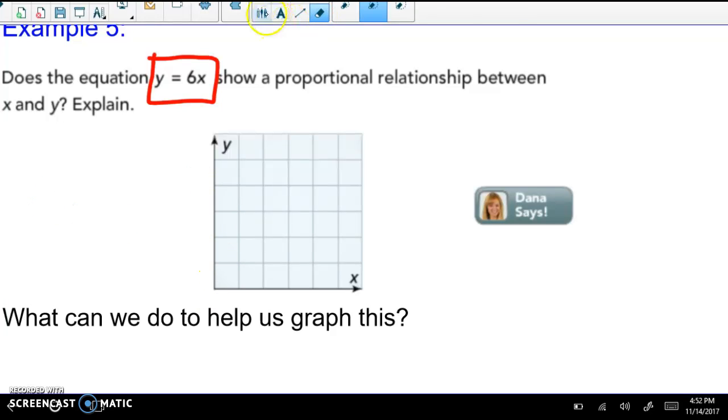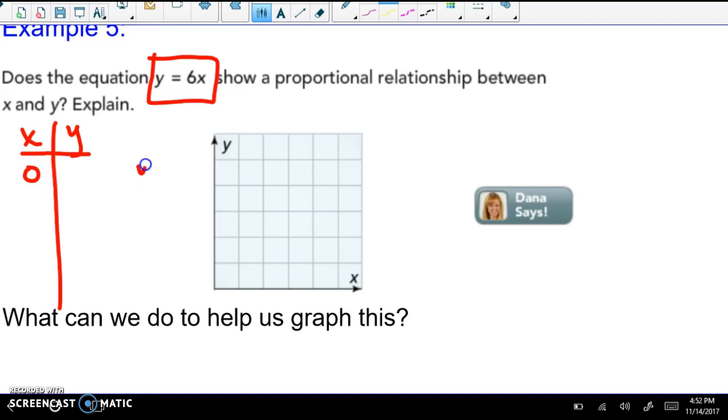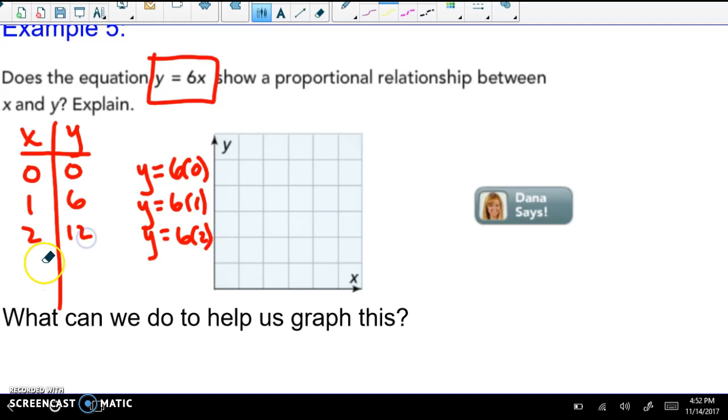Okay, so let's finish this up here with our XY table. If I substitute 0 in for x, that gives me 6 times 0, which is 0. If I substitute 1 in for x, that gives me 6 times 1, which is 6. If I substitute 2 in for x, that gives me 6 times 2, which is 12. And if I put 3 in for x, that gives me 6 times 3, which is 18.